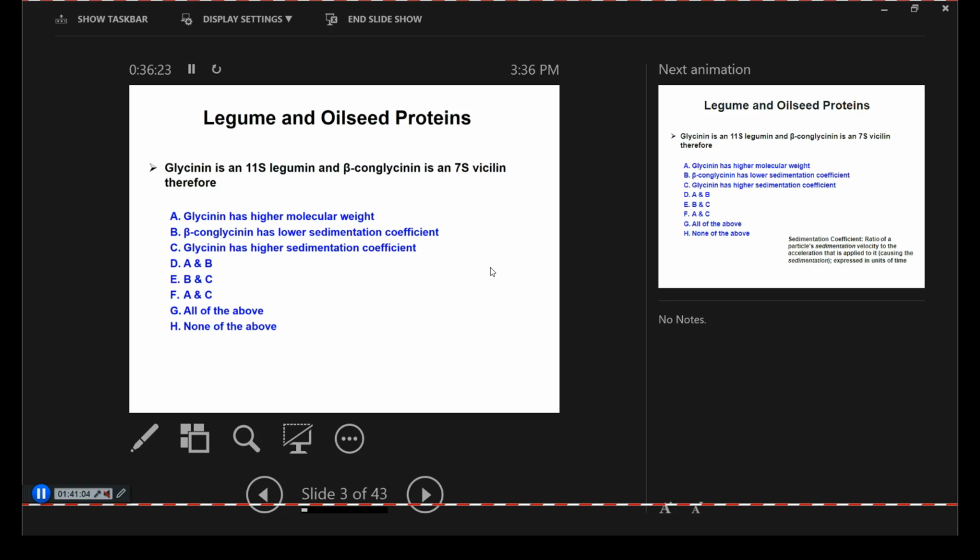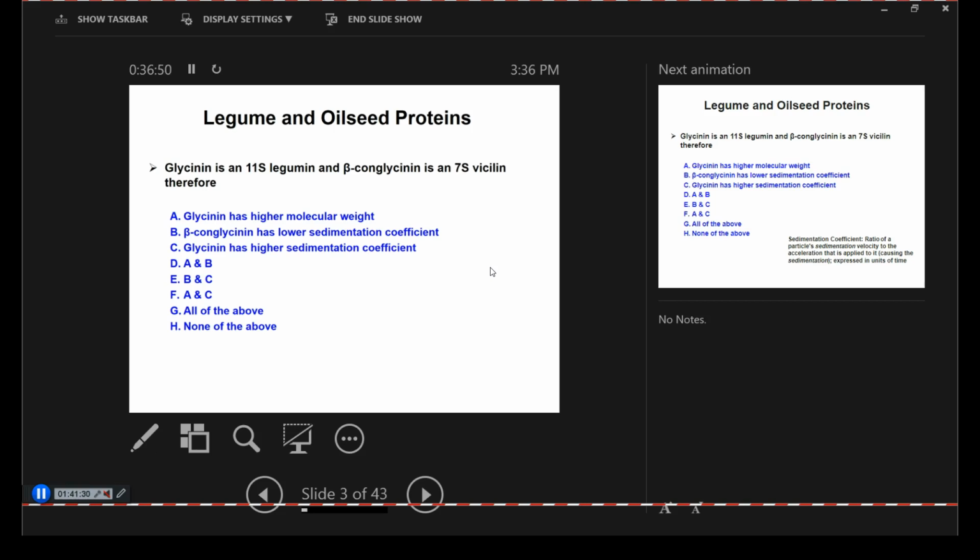From this nomenclature, this means that glycinin has higher molecular weight, beta-conglycinin has lower sedimentation coefficient, glycinin has higher sedimentation coefficient. Do you know anything about sedimentation coefficient? Have you heard about it before? Fan, you did? You're nodding yes or nodding no? Yes. Okay, what is sedimentation?